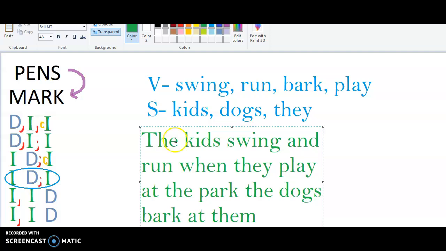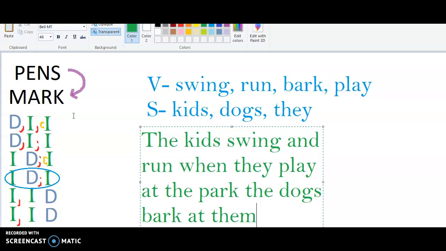Now I will use the S from PENS, which stands for search and check. We can use M-A-R-K to help us with that. M means mark out the imposters, which means the infinitives and the prepositional phrases. Infinitives are the word to followed by an action, like to run, to walk, to eat. So I'm looking at my sentence and I'm going to read it. The kids swing and run when they play at the park. The dogs bark at them. I don't see anything with to, so I don't have to worry about that.